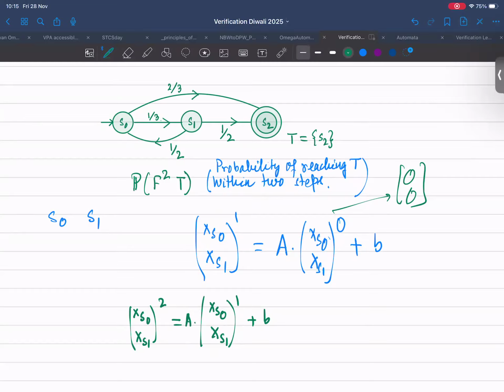To be clear, it's just the transition matrix, right? A is just the transition matrix. Indeed. A is the transition matrix which involves S0 and S1. Makes sense.